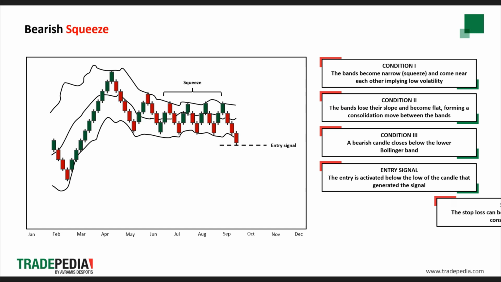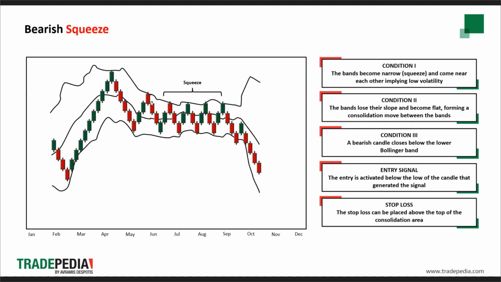Okay, likewise for bearish squeeze, it will be the opposite. What happens is that the bands become narrow. It becomes tighter over here, implying that there is lower volatility as well as sideways consolidation. Then after that, there will likewise be a candle that closes below the lower band itself, signaling a possible bearish trend going to take place, right?